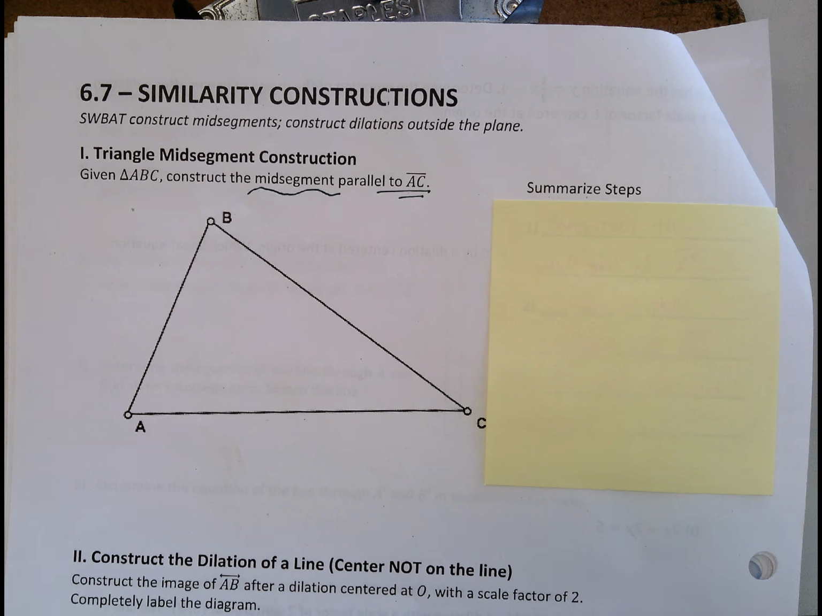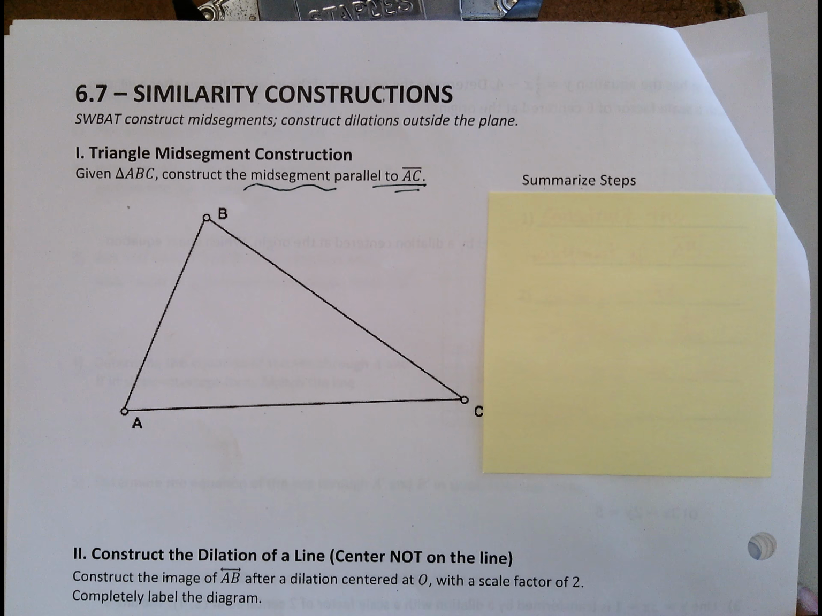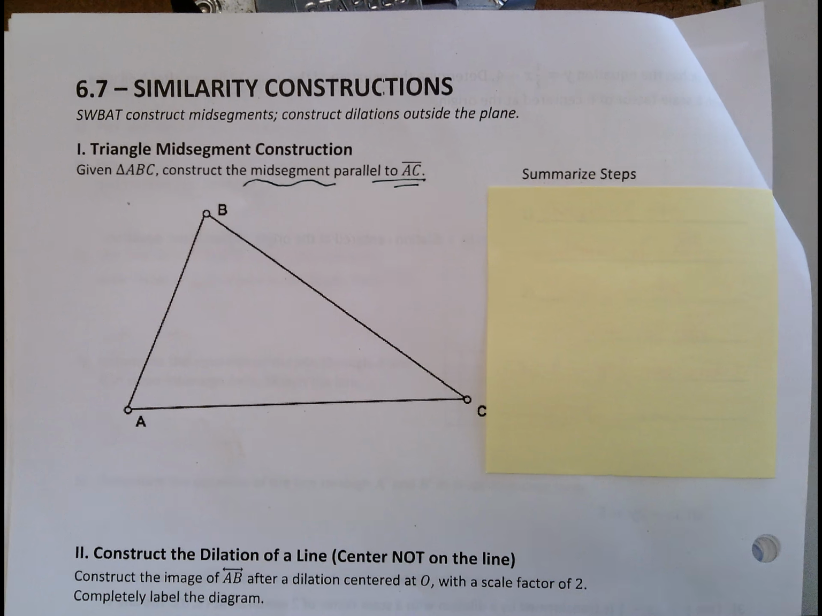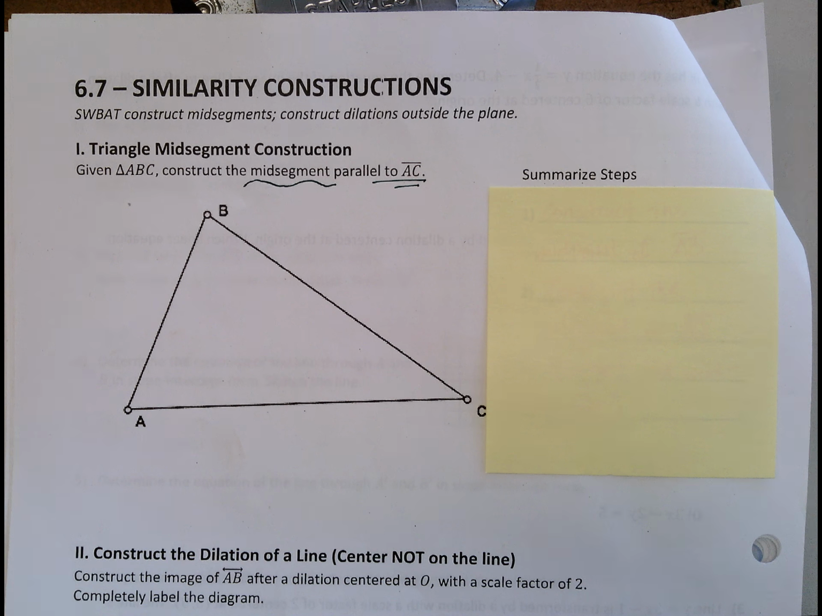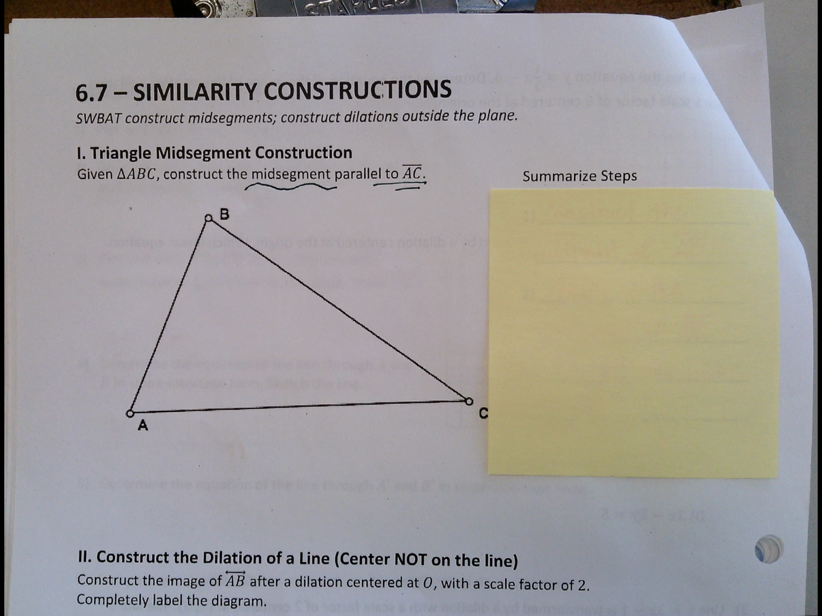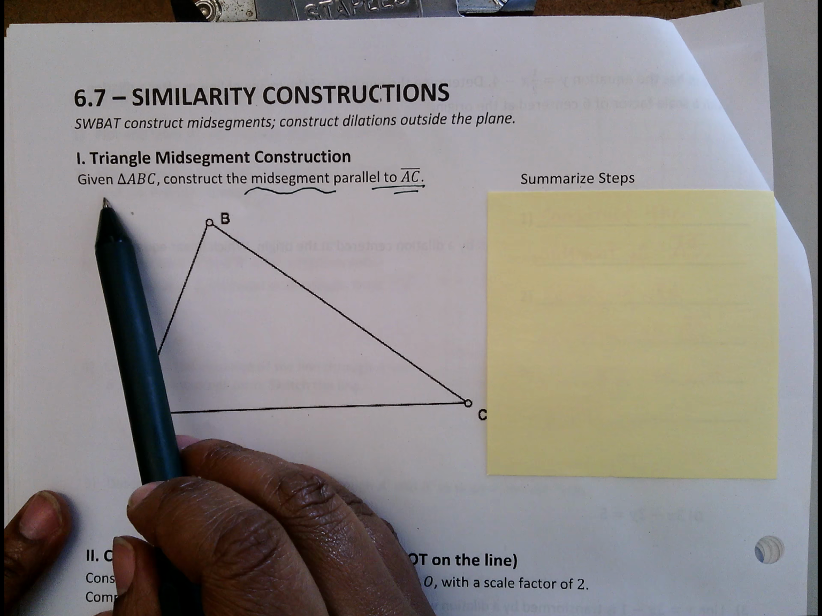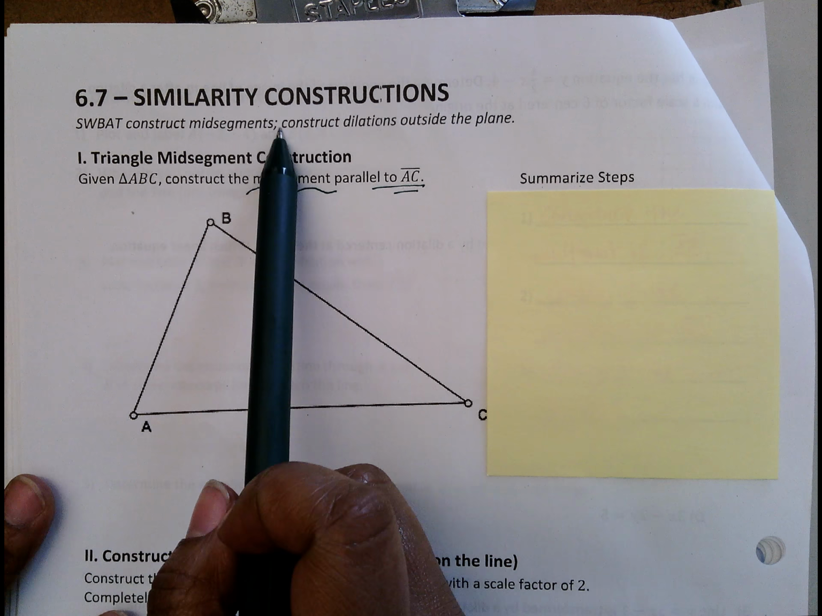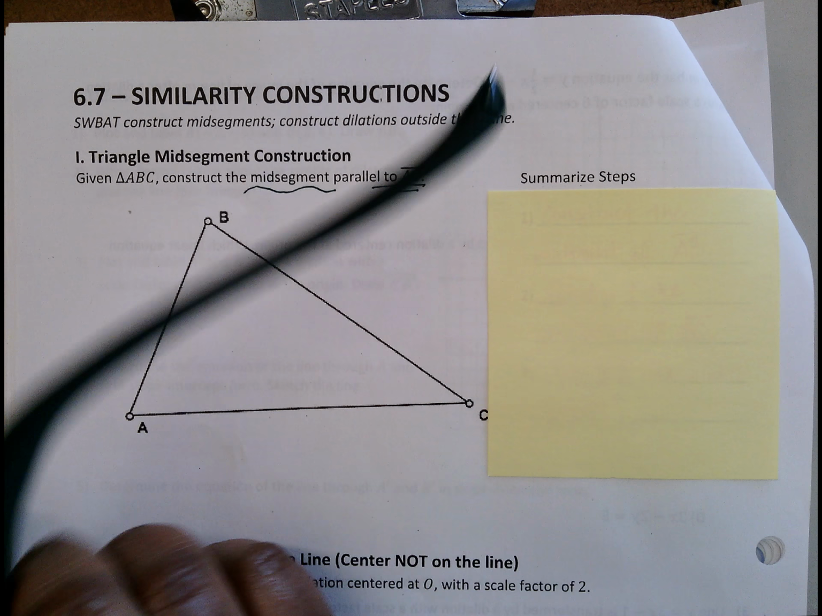Okay, so this is 6.7. This is a preliminary introduction to mid-segment constructions. Although you may or may not have a compass, this is just a preliminary video where you're going to look at the construction, make sense of it, and write down the steps. You're going to summarize those steps, okay? A mid segment has endpoints that are the midpoints of the sides. So for this particular lesson, you're going to construct mid segments and then eventually construct dilations outside of the plane.